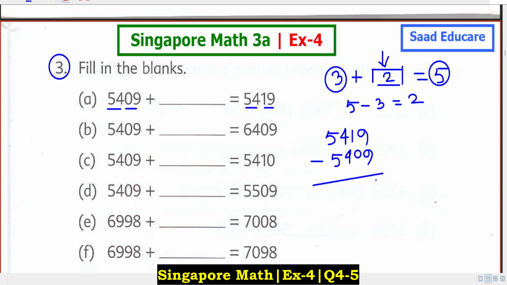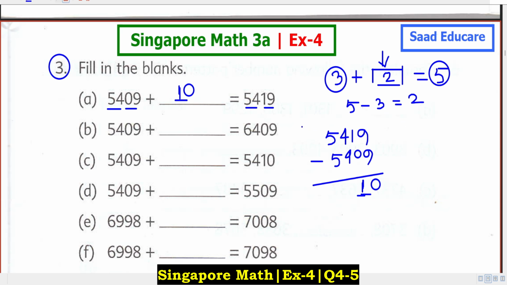9 minus 9, it will be 0. 1 minus 0, it will be 1. 4 minus 4, it will be 0. And 5 minus 5, it will be 0. So in this case, our result is 10. Okay, very simple.